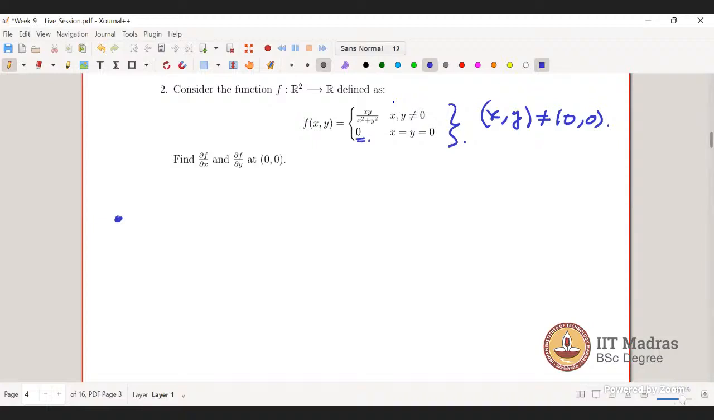Okay. So now it's asking you to find the partial derivative of this function at point 0, 0. Now actually you cannot use this trick. Like you cannot simply differentiate this function and compute the partial derivative. So now you have to go by definition.